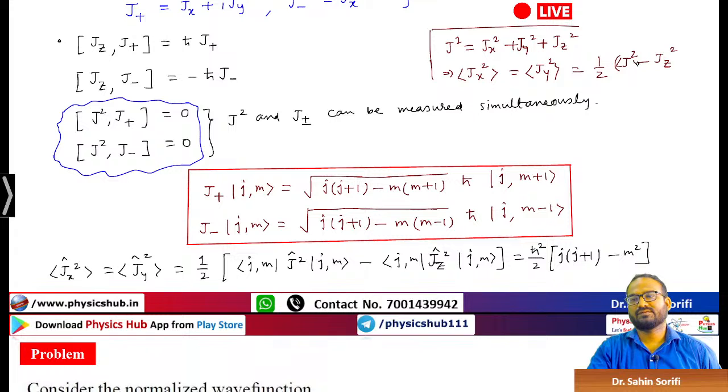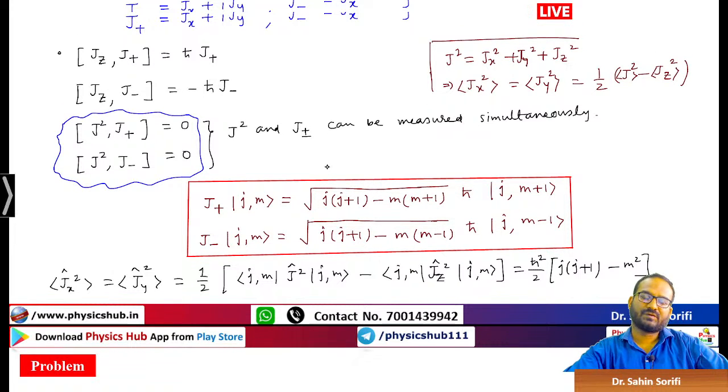So half times expectation value of J square minus expectation value of Jz square. We have calculated the expectation value of J square, and the expectation value of Jz square. Expectation value of J square is j into j plus 1 ħ square, and expectation value of Jz square is m square ħ square. Is it clear, this slide, or is there any question?